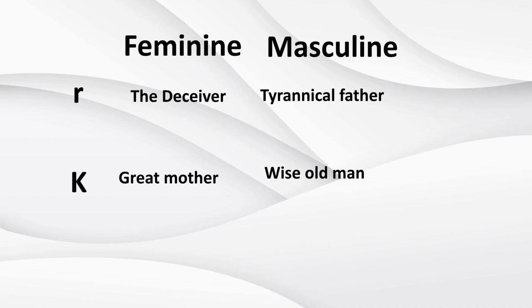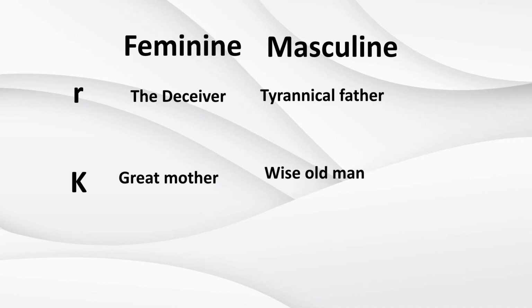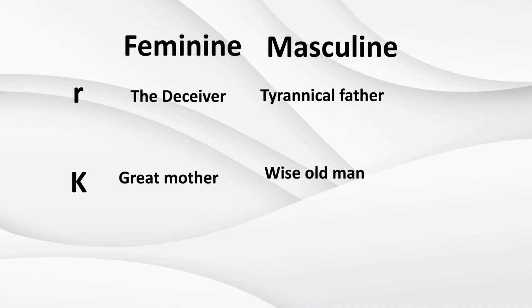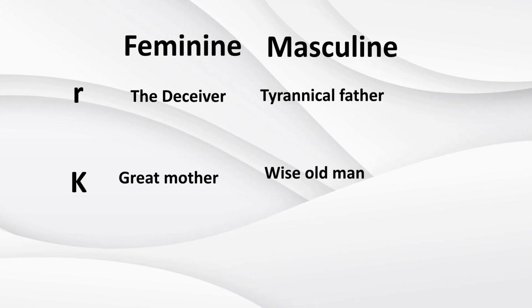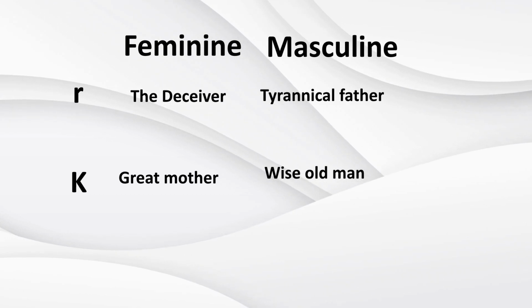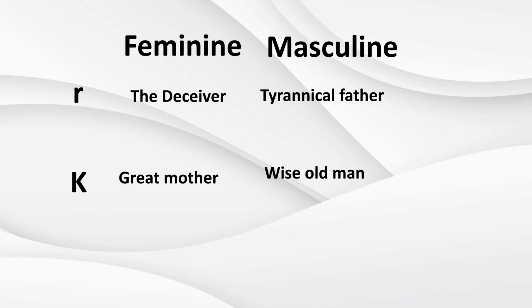Starting off with K feminine, this is the traits of a good mother. Things like altruism, looking after the sick are behaviors related to K feminine strategies. The K feminine archetype is the good side of femininity.